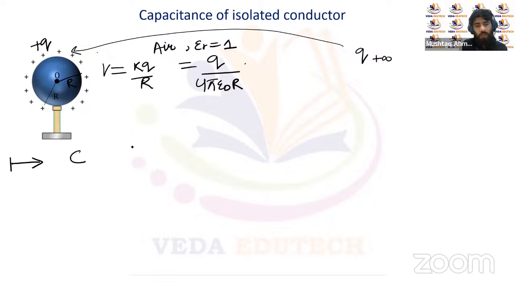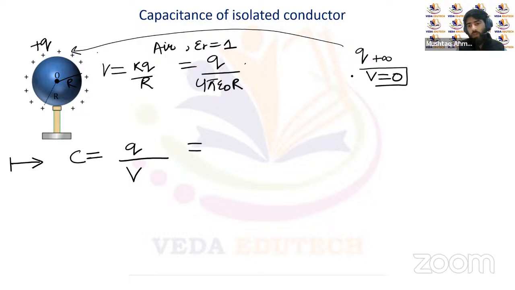So if this is the potential on the surface of this sphere and the charge q is applied, then the capacitance of the sphere will be q upon the potential on this sphere, right? Here the reference for this isolated conductor is always taken to be infinity, and we assume that the potential at infinity is equal to 0. If the potential at infinity is equal to 0, then the potential difference between the surface of this spherical conductor and the point at infinity will be equal to V, right? So that V is equal to q upon 4 pi epsilon naught r, right? So q and q will get cancelled, we will be left with 4 pi epsilon naught r.